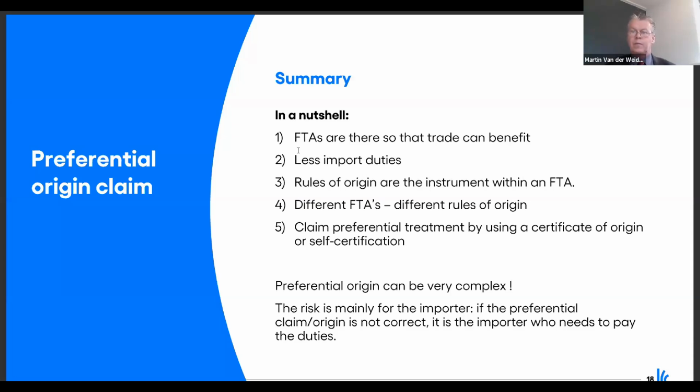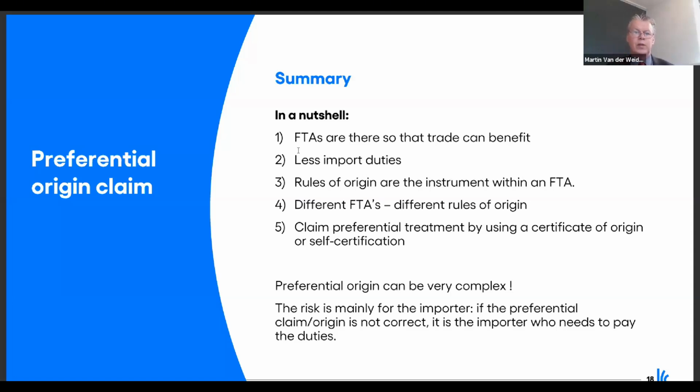Rules of origin are the instrument within a free trade agreement, and I think that completely makes sense. I cannot come up with another instrument that will work. Different free trade agreements, different rules of origin. You can claim preferential treatment by using a certificate of origin or self-certification.